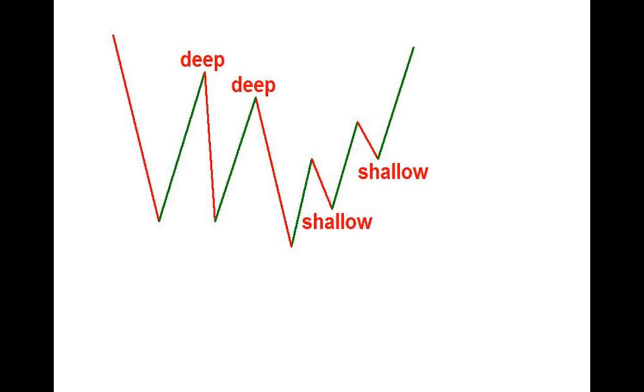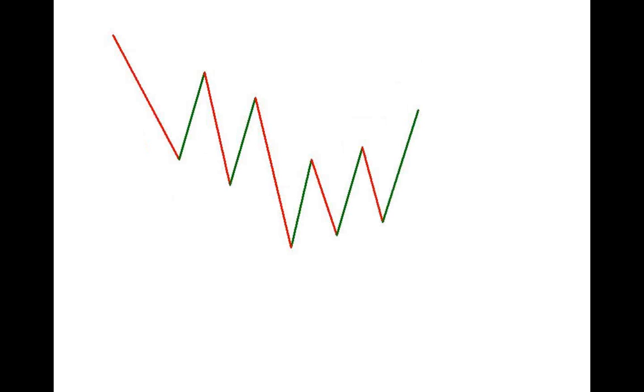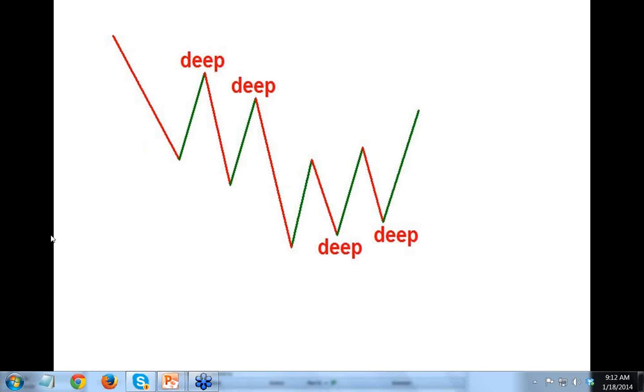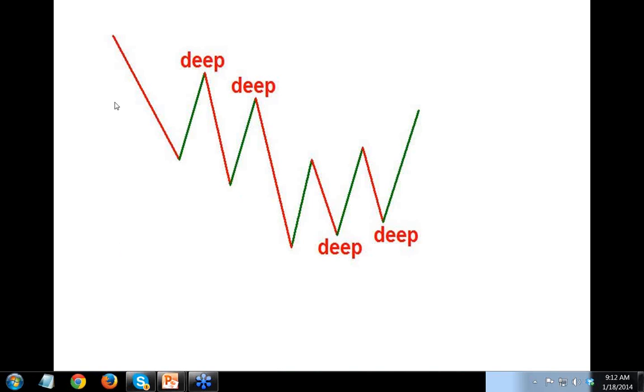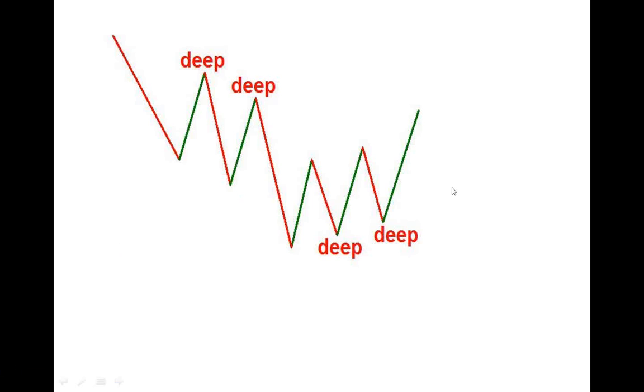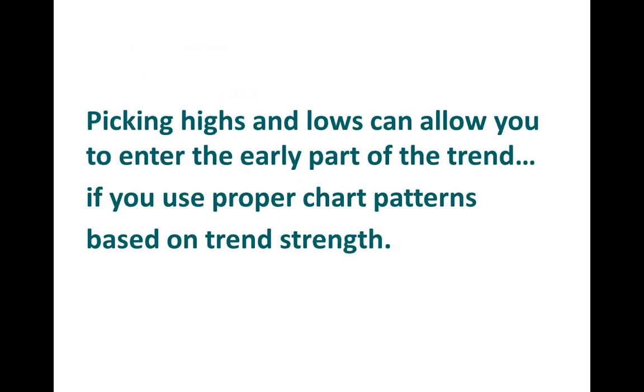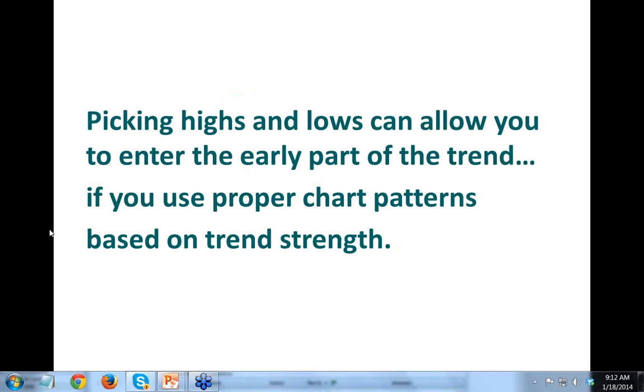This is a bullish bias, right? How about this? The deeps in both directions. This is what's called a sideways market because this is not showing any big move. It's going to be caught until some shallows show up, okay? It's not going to run away from you until something big comes through. Then you can look for clues. This is a conflicting situation. Picking highs and lows can allow you to enter the early part of the trend if you have proper chart patterns based on trend strength, okay?